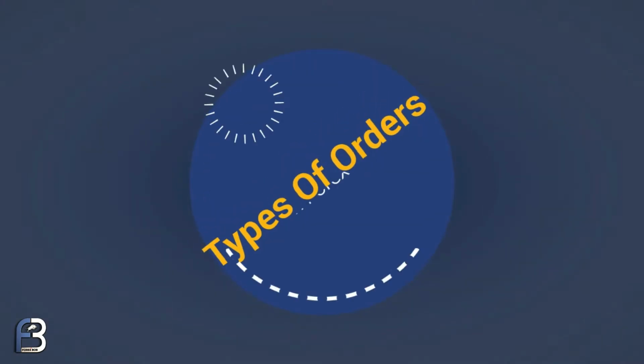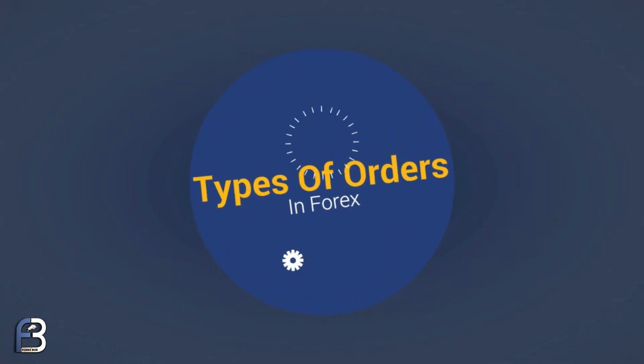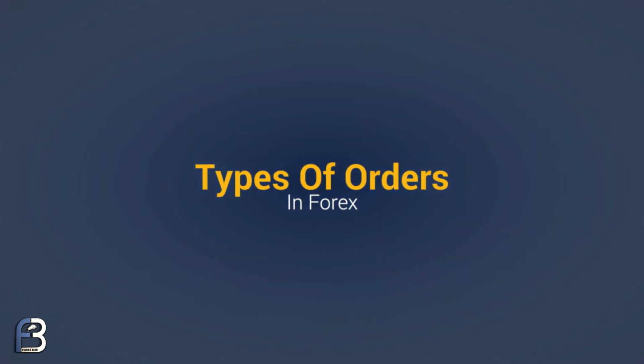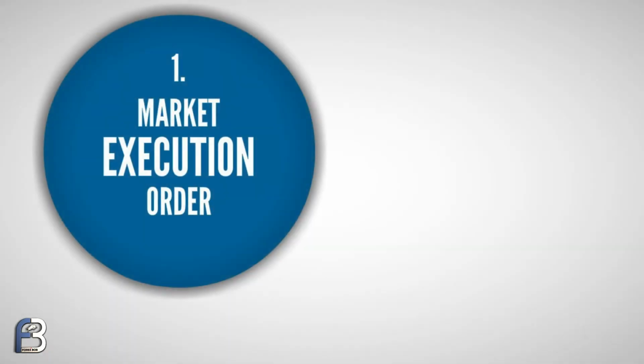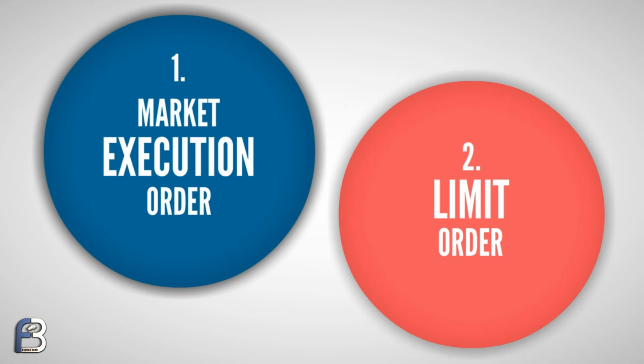Today we will discuss types of orders in Forex. Basically, Forex orders are of three types. First we say market execution. Second is limit orders and third is stop orders.